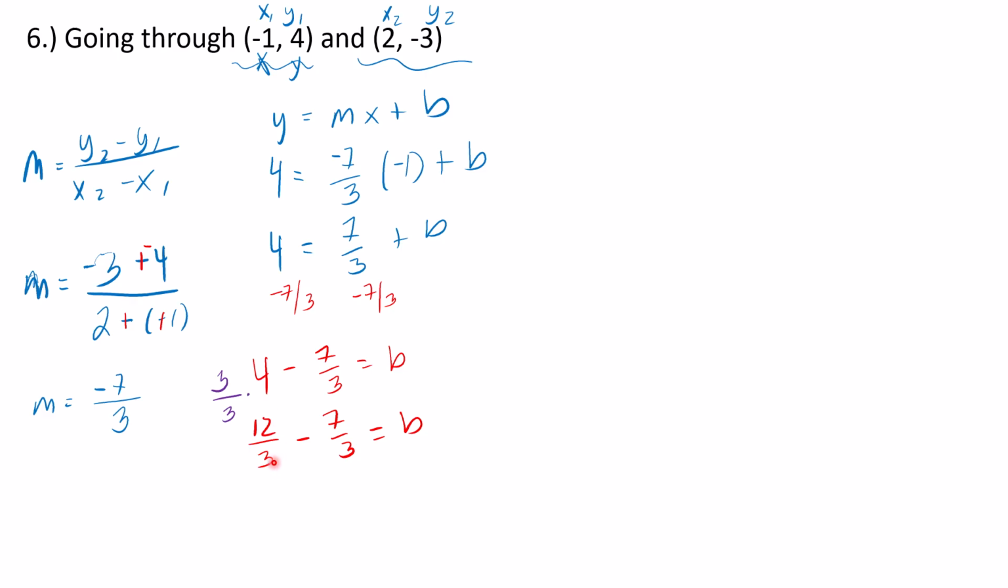So what we've done is we still have 4 minus 7/3. We just have 4 written with a denominator of 3. 12 minus 7 is 5. And I end up with a y-intercept of 5/3.